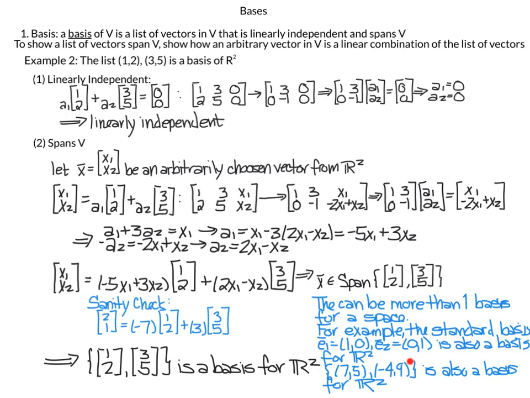Oh, and there's one other comment, and that is there can be more than one basis for a space. So here we have (1, 2), (3, 5), and we found it's a basis for R2. But remember the standard basis is also a basis for R2. The standard basis being e1, which is (1, 0), and e2, which is (0, 1). That's also a basis for R2. And then we have another basis, (7, 5), (-4, 9), which is also a basis for R2. I haven't proven this, but there can be more than one basis for a space.